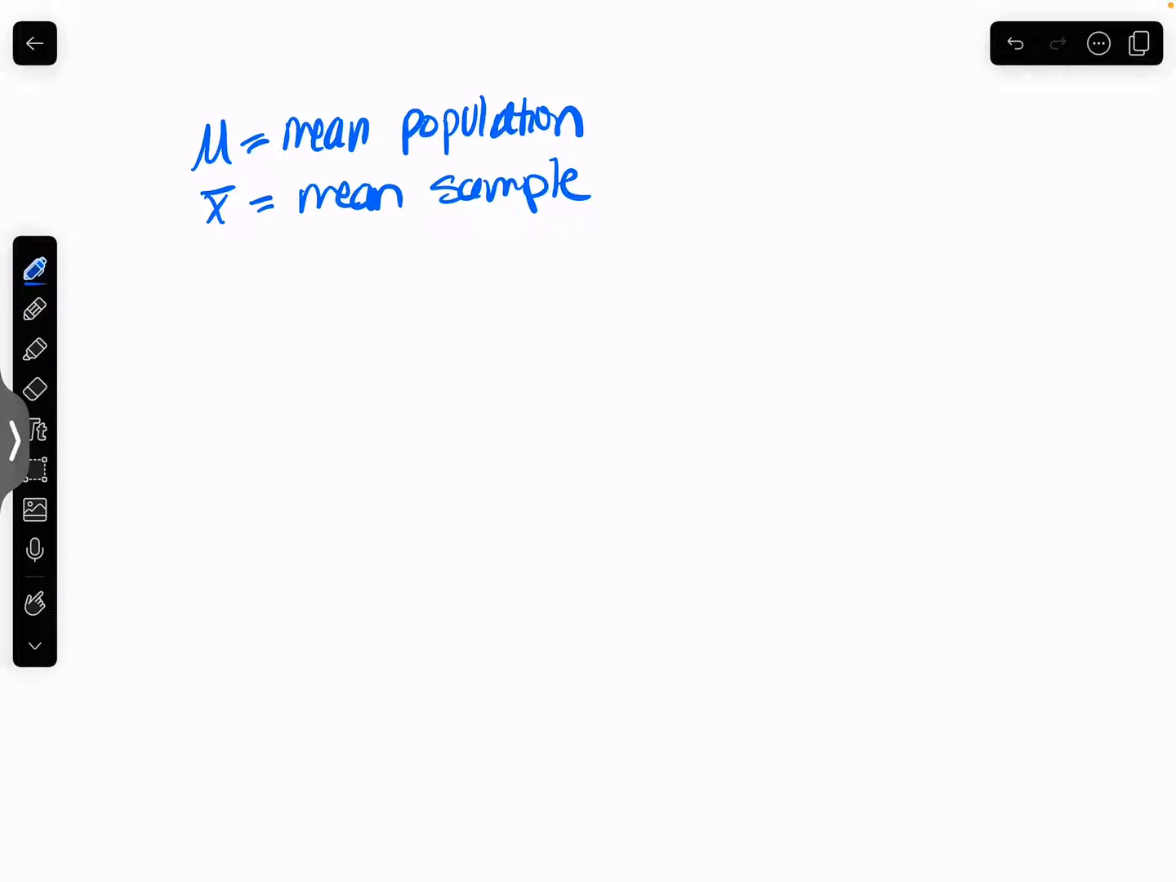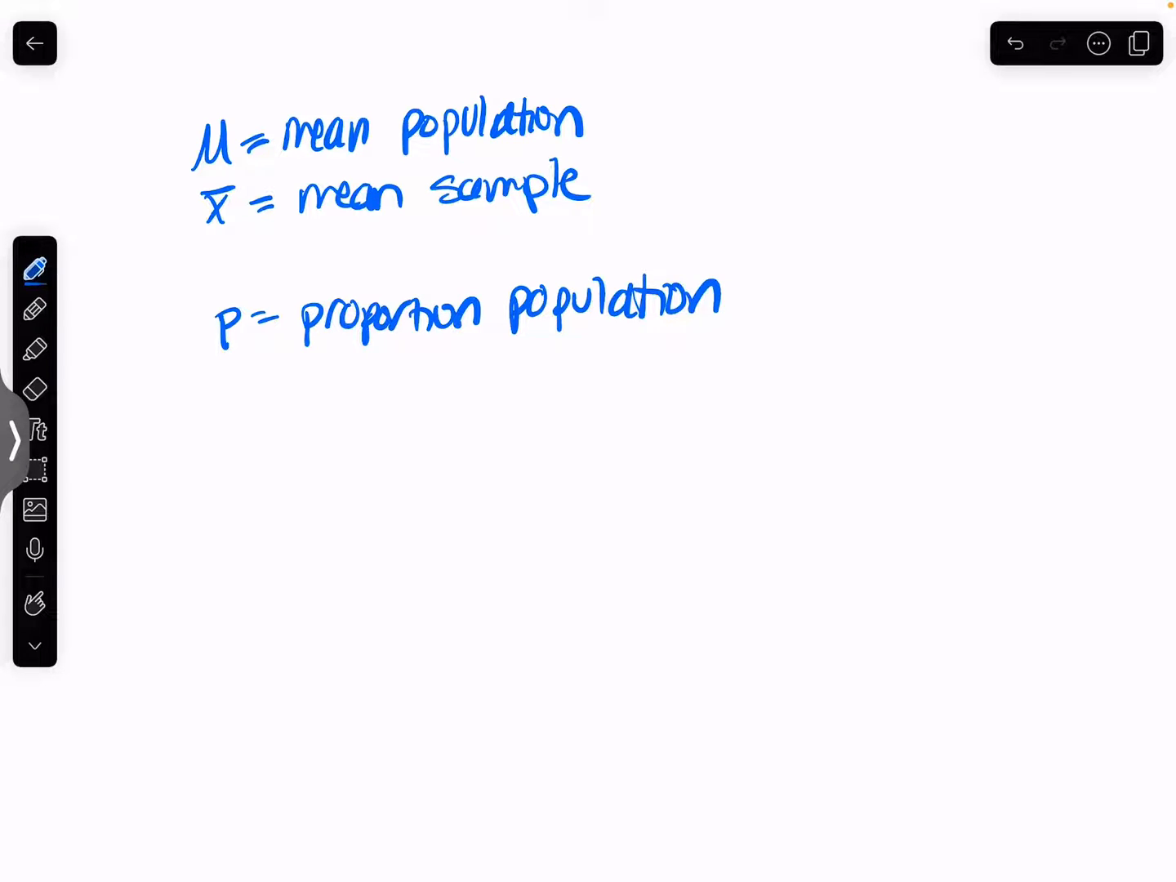A couple of reminders before we get started on the margin of error. The mean for the population is written as mu, and our mean for the sample is written as x bar. We also have the proportion. So the proportion for the population is P.